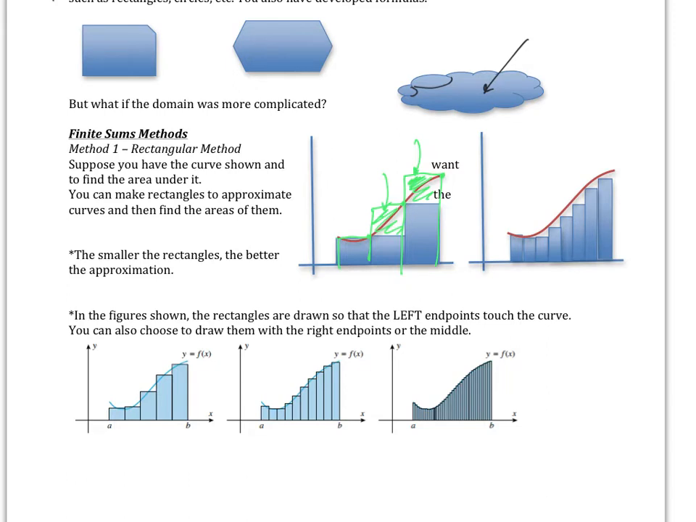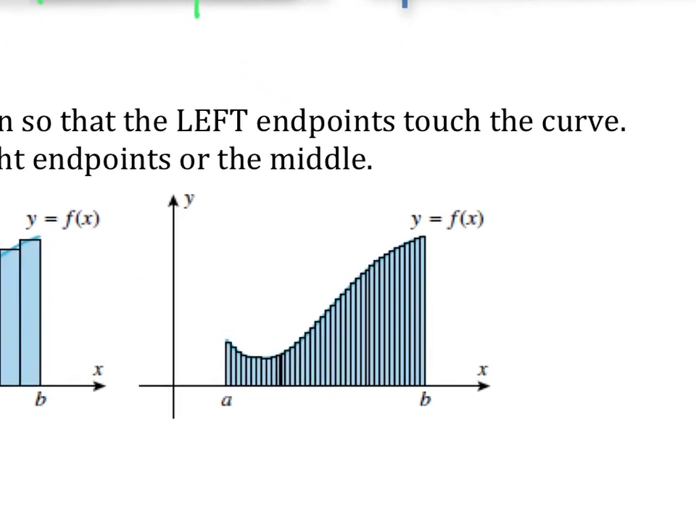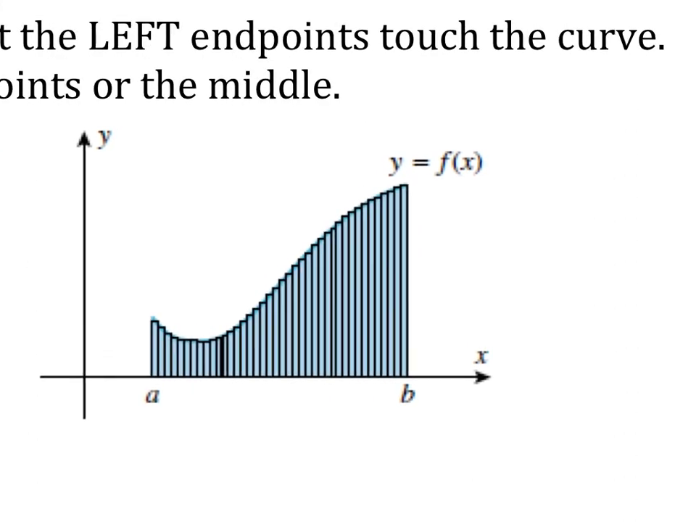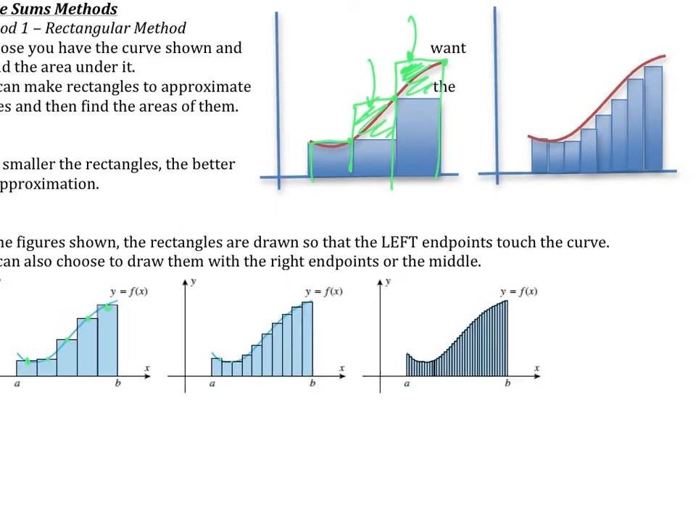I can even draw them so that they're at the midpoints here, like that. I could draw them at the right, I could draw them on the left, but one thing that will stay common, and you will notice, is the more rectangles you make, no matter what method you use, whether I draw these from the left points or the right points or the midpoints or however, the more rectangles I make, the better my approximation. So let's look at this one. Notice on this one, look at all the rectangles I made. That's going to give me a pretty good approximation of the area under the curve.